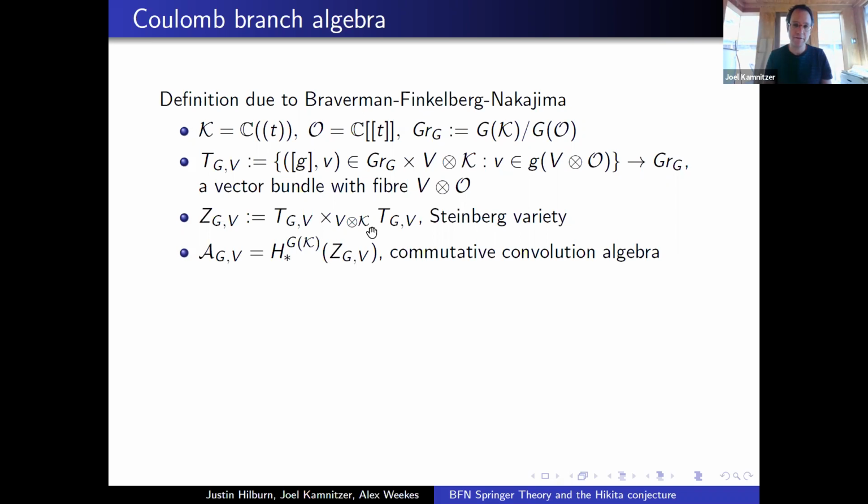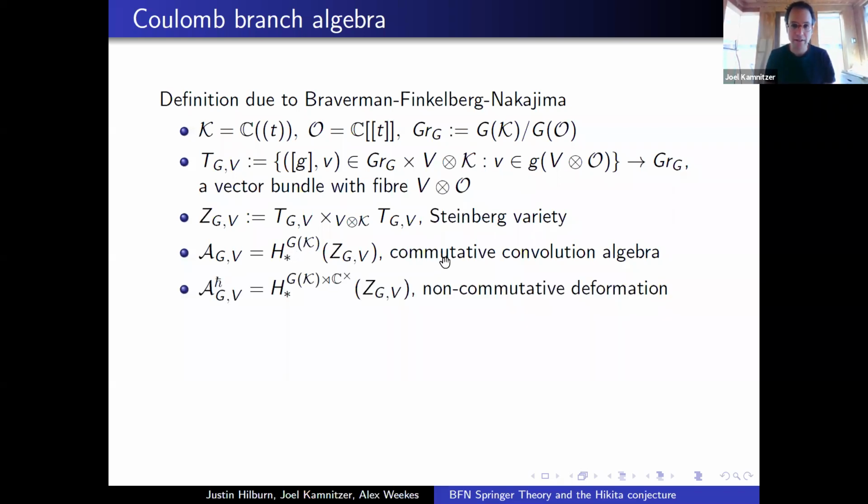By virtue of the fact that it was constructed in this Steinberg-like way, its homology will inherit the structure of a convolution algebra. What's special in this situation is that it's actually a commutative algebra. Not obvious, but it is a commutative algebra. And it's not just homology, but G(K)-equivariant homology. Moreover, this commutative algebra comes with a canonical non-commutative deformation.